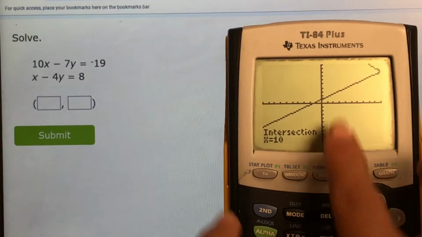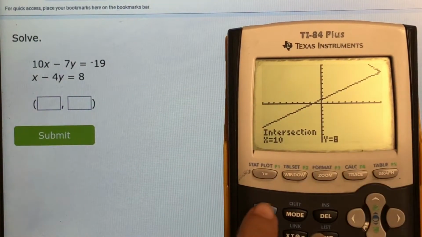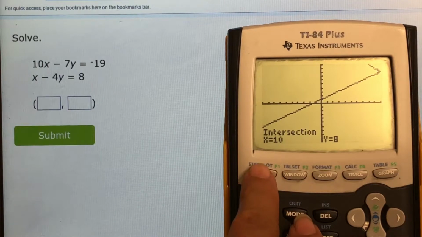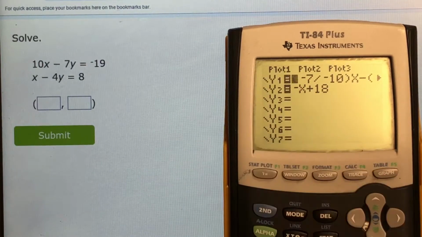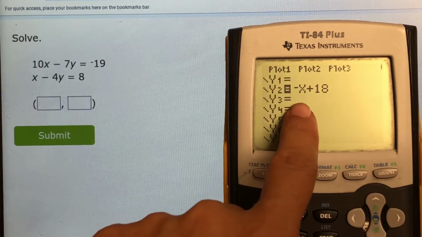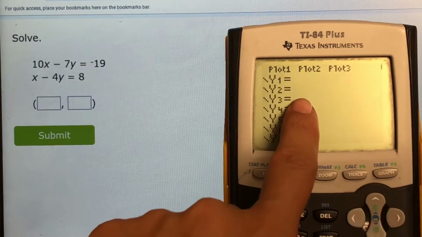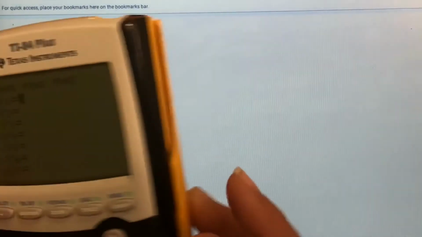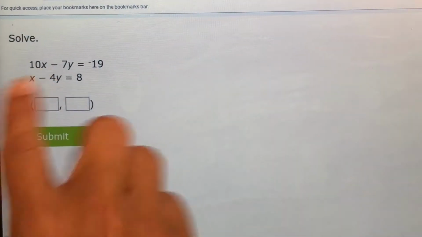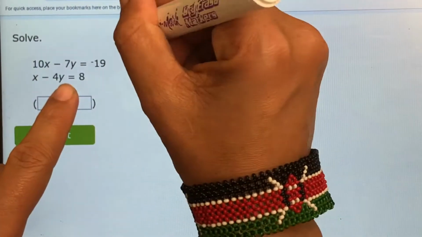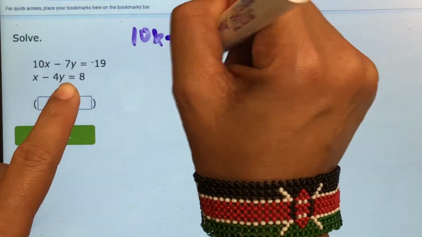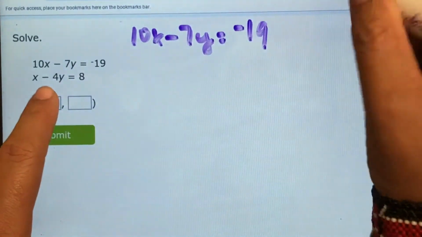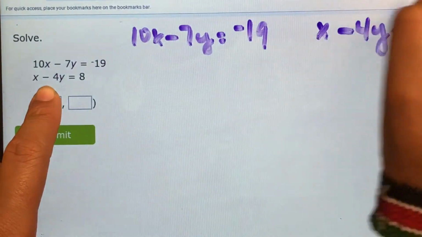All right, so once again, to clear what you already have, you can press second quit, or actually you can just hit y equals, and we're just going to change our y equals. So we're going to press clear on the old one, so down arrow clear, going up to the top one, my y1. So I need to make it y equals every single time. All right, so let's go ahead and make it y equals. Take the first equation. So you have 10x minus 7y equals -19, and then you have x minus 4y equals 8.